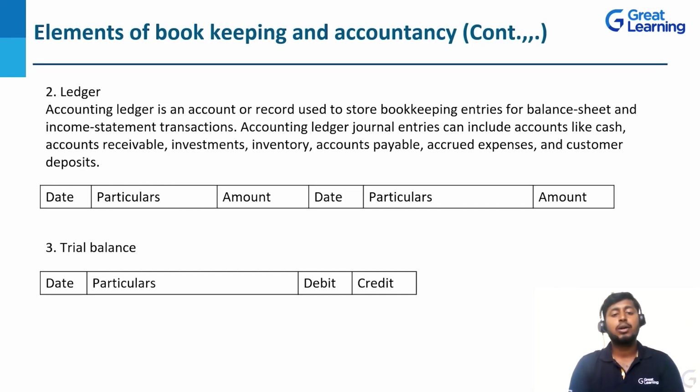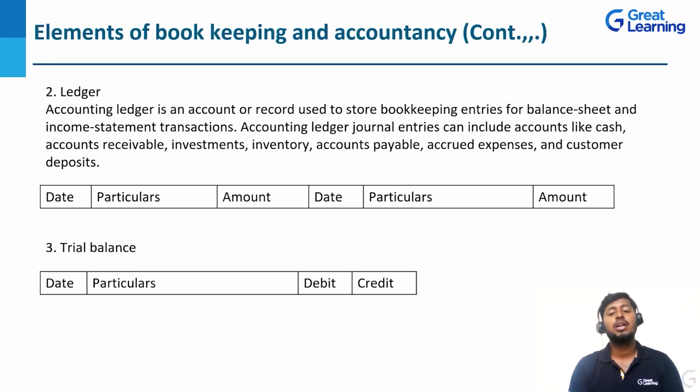Accounting ledger is an account or a record used to store bookkeeping entries for the balance sheet and income statement transactions. Balance sheet, in the sense, is all your assets and liabilities information, and income statement transaction is nothing but whatever the cash inflow and outflow, that is your income and expenditure, okay, that they are going to maintain in the ledger account.